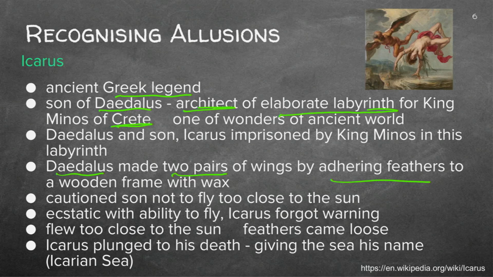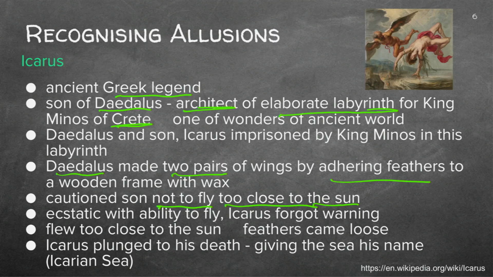So, like any father would do, he cautioned his son. He said, "My son, fine, these are your wings, but be careful not to fly too close to the sun, because what would happen? The wax would melt and you would fall." And of course, like a typical teenager, what did Icarus do? He went flying too close to the sun.